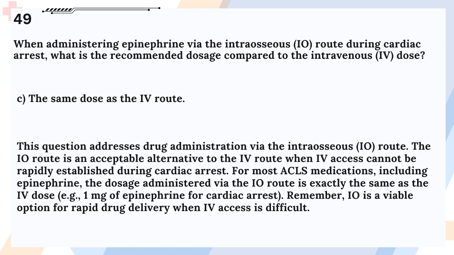Answer: C. The same dose as the IV route. This question addresses drug administration via the intraosseous (IO) route. The IO route is an acceptable alternative to the IV route when IV access cannot be rapidly established during cardiac arrest. For most ACLS medications, including epinephrine, the dosage administered via the IO route is exactly the same as the IV dose, e.g., 1 mg of epinephrine for cardiac arrest. Remember, IO is a viable option for rapid drug delivery when IV access is difficult.